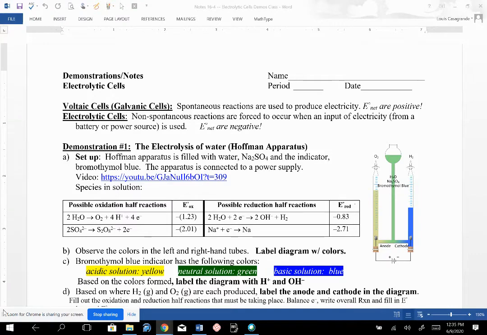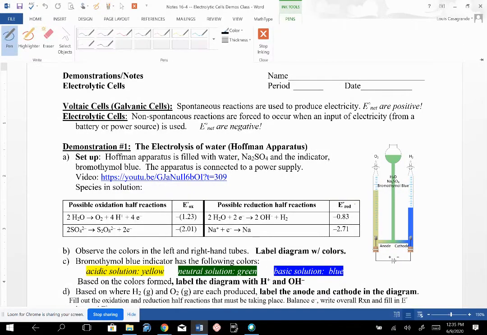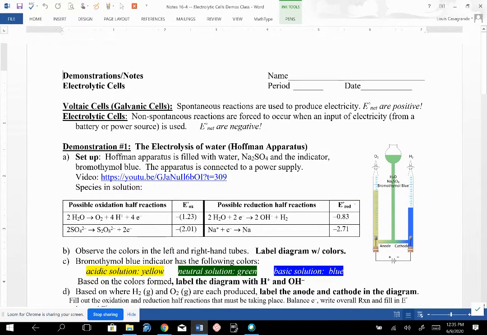Final lesson in chapter 16, and I know we're going to be sad. This is the final lesson of the year. So in today's lesson, we're going to turn things around from what we've been doing electrochemically. Instead of a voltaic cell that uses a spontaneous reaction to produce electricity and gives us a positive net voltage, we're going to look at electrolytic cells.